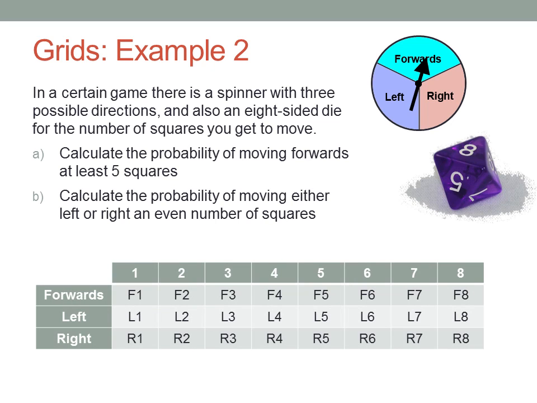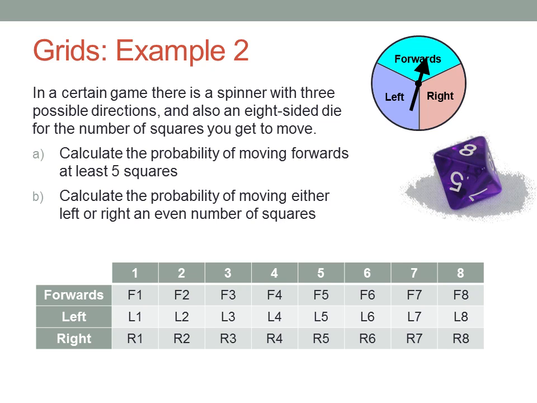First, we'll have to draw a grid. Each of the actions becomes either the rows or the columns of the grid. It doesn't matter which is which. I've put the spinner on the rows and the die roll on the columns.